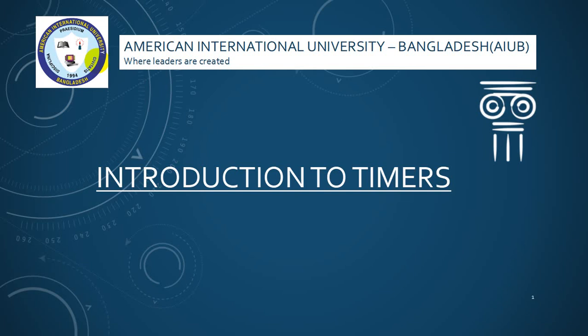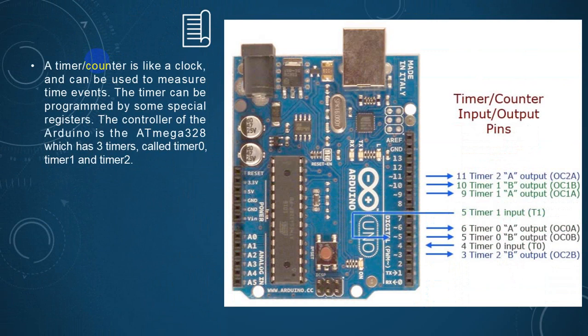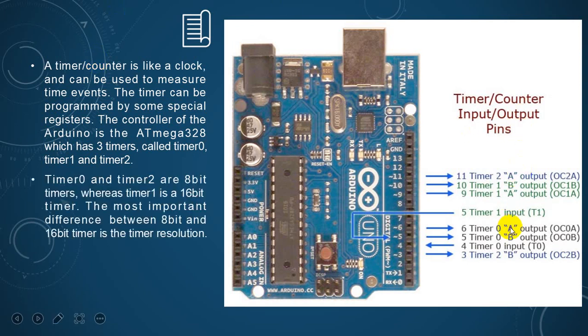So, introduction to timers. A timer or counter is like a clock and can be used to measure time events. The timer can be programmed by some special registers. The controller of the Arduino is the Atmega 328, which has three timers called timer 0, timer 1 and timer 2. And if you look at the diagram, the timer counter input output pins have been shown over here.